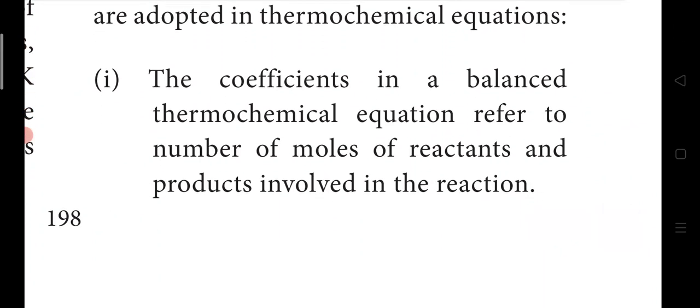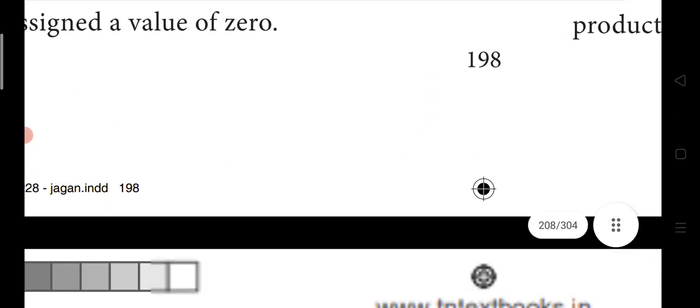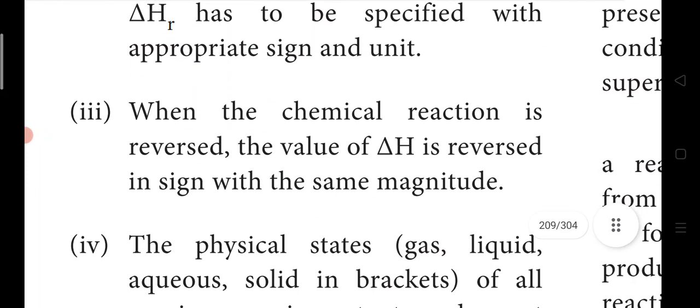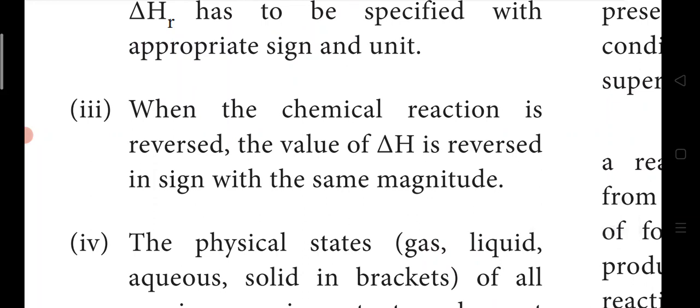The coefficients in a balanced thermochemical equation refer to the number of moles of reactants and products involved in the reaction. So the enthalpy change of a reaction, delta H, for a reaction is given a small letter r, and has to be specified with the appropriate sign and unit. So we have to give whether it is a positive sign or negative sign, and what the unit is; all that must be specified correctly.